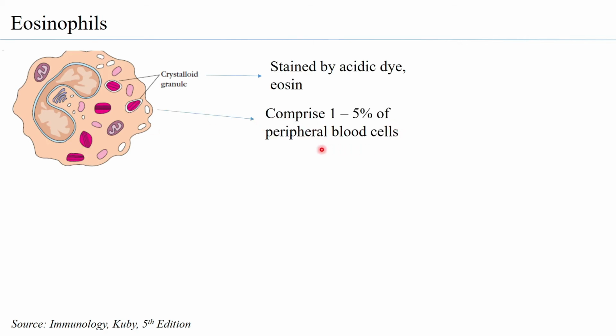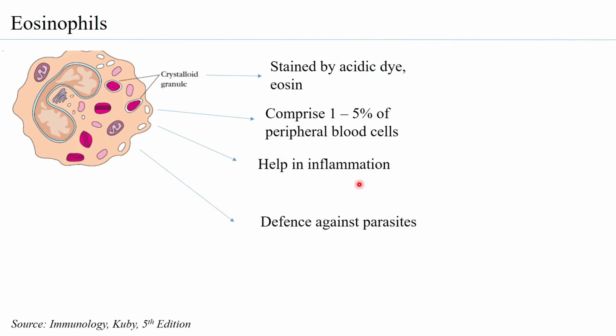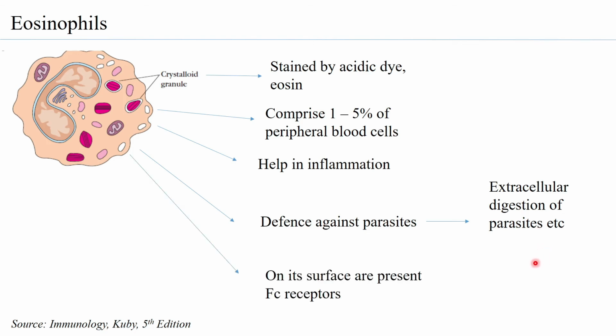They comprise 1 to 5% of peripheral blood cells. They help in inflammation. They are found to be having a defense against parasites, and because they release collagenase, etc., they are able to carry out extracellular digestion of parasites.